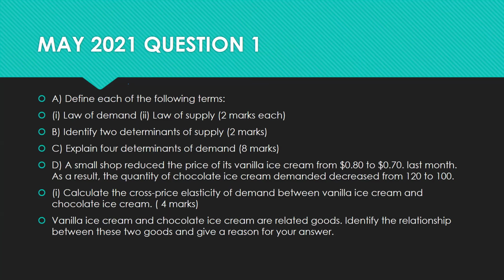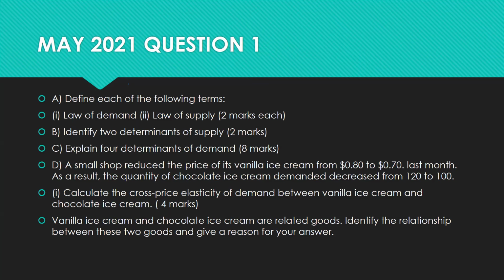If it's a complementary good, an increase in demand of one of them would lead to an increase in demand of the other. A decrease in demand of one of them would lead to a decrease in demand of the other. They would increase and decrease together. If they are substitute goods, then it would be the opposite. An increase in demand of one would lead to a decrease in demand of the other. A decrease in demand of one would lead to an increase in demand of the other.